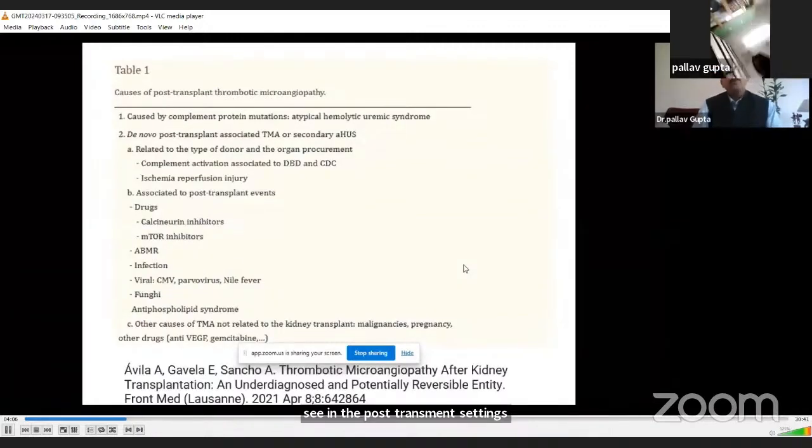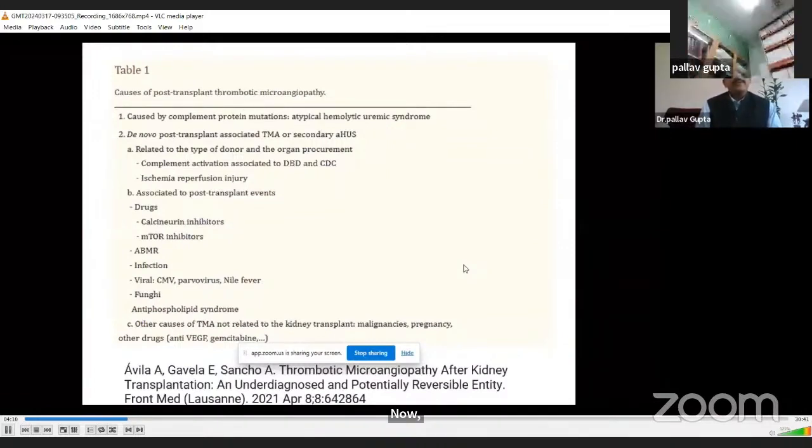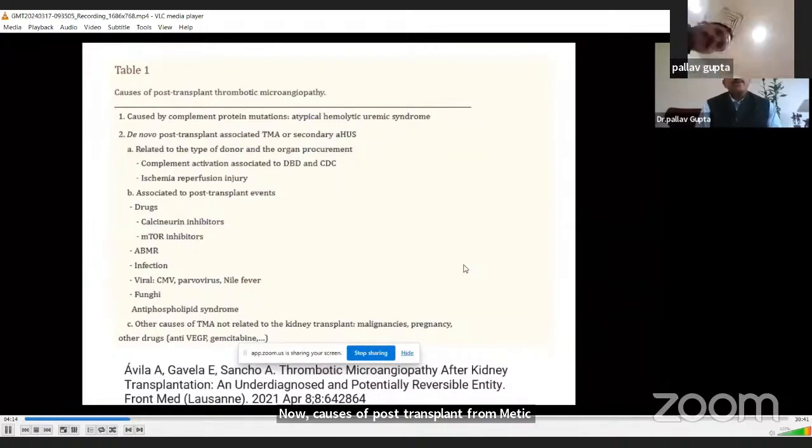Now, causes of post-transplant thrombotic microangiopathy, as I told you in the previous slide: it can be because of complement protein mutations which result in atypical hemolytic uremic syndrome, or it could be de novo post-transplant thrombotic microangiopathy, what we also call secondary atypical HUS, because in these patients, in addition to the precipitating agent, about 30% may harbor some complement protein mutations.